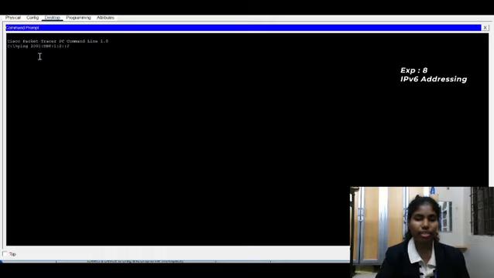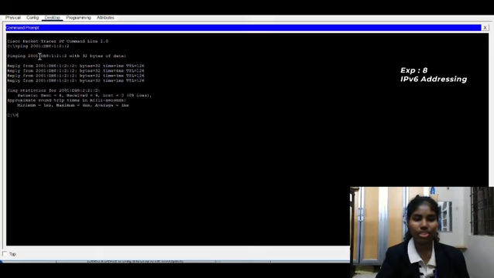I verified connectivity using IPv6 ping between the PCs. I also used show commands to check routing and interface configuration. The ping was successful, which confirms the proper routing and addressing.